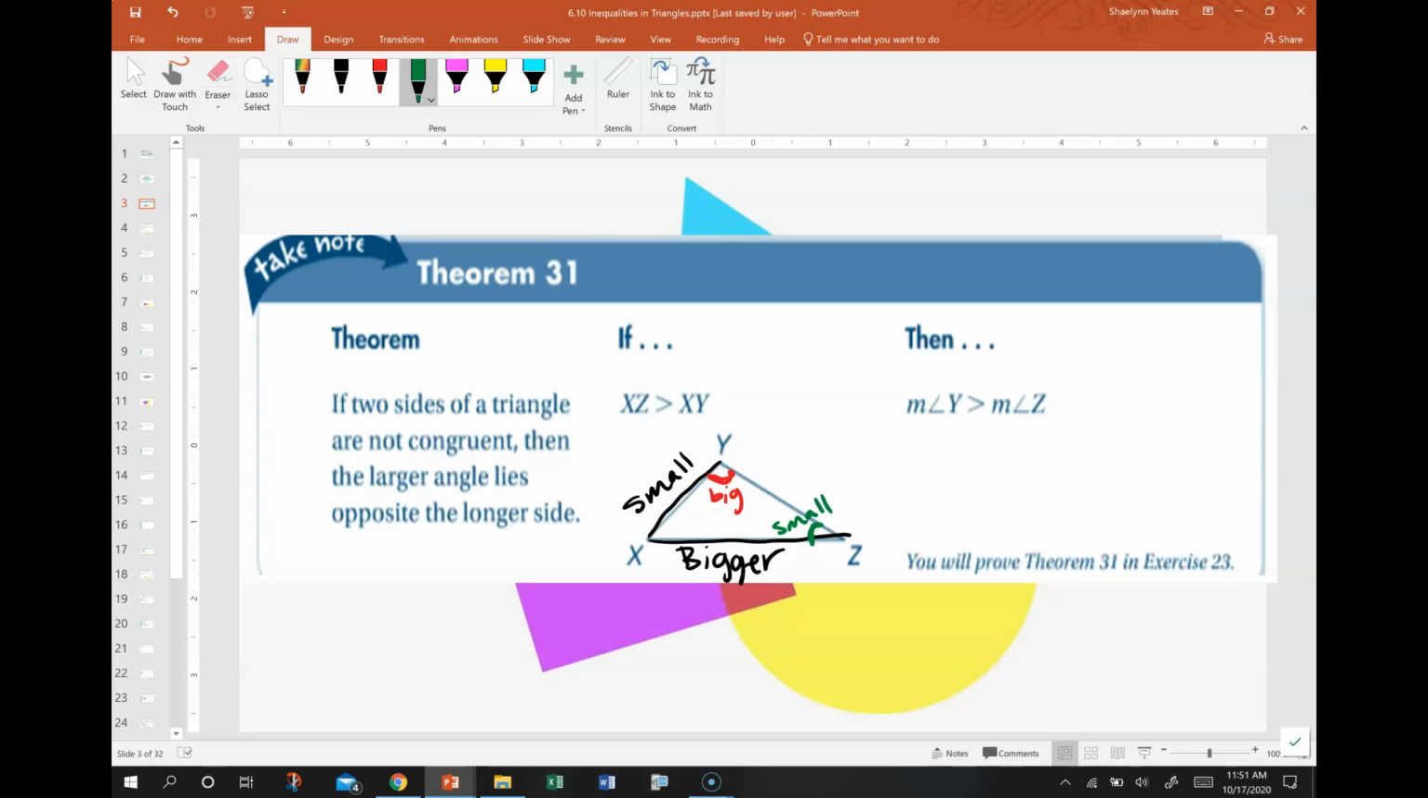Which you can see. And you know this, because if you open a door bigger, the angle at the opening is also bigger than if you only open it a small amount. Okay? I call this my door theorem. It's not actually a door theorem, but I call it my door theorem.